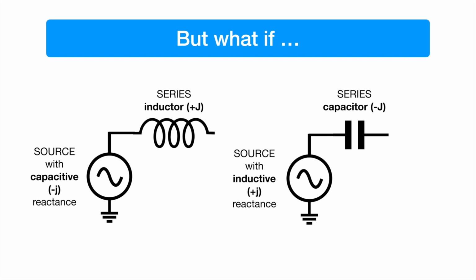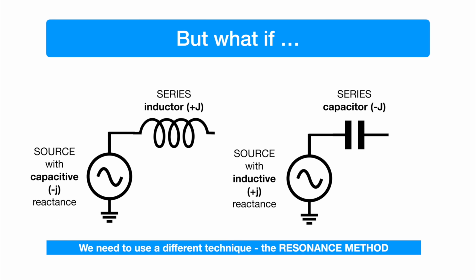But what if we've got a source with a capacitive reactance, a minus J, but we've got a series inductor? If we were using a low pass filter, but we had a capacitive reactance at the source. So we've got a minus J here, but we've got a plus J here. Or what if, the other way around, we had an inductive reactance as part of the source, but we were using a high pass filter and we were going to a minus J capacitor? Again, there's a mismatch there. Well, we can't use the absorption method for this. We have to use a different technique, which is called the resonance method, which kind of uses a little bit of the absorption method actually, but you'll see what I mean in a minute.